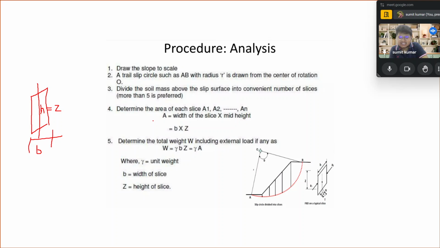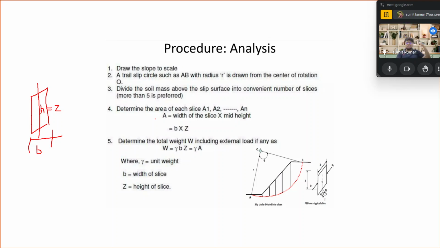So in that manner, we find the area of each of the slices. The minimum number of slices should be 5 or above. Depending on that, we calculate the area of every slice. Now determine the total weight W, including the external load, if any, acting on these slices.